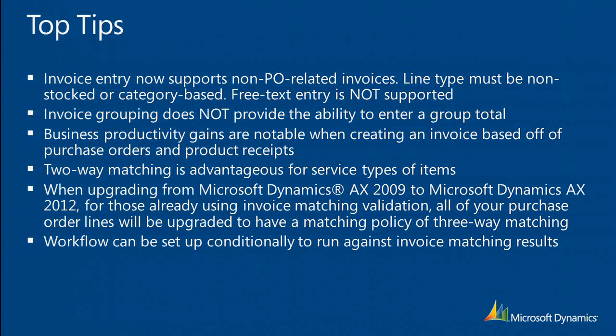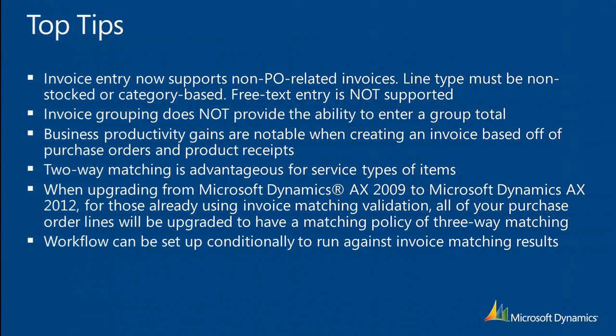All right. Top tip number 1 is that your vendor invoice entry now does support those non-PO lines. They need to be non-stocked or category-based lines. And just a note with that, some people have asked, can I just type things in at random as free text? That's not supported. It does need to be something that you've set up before as a non-stocked item or as a category-based item.